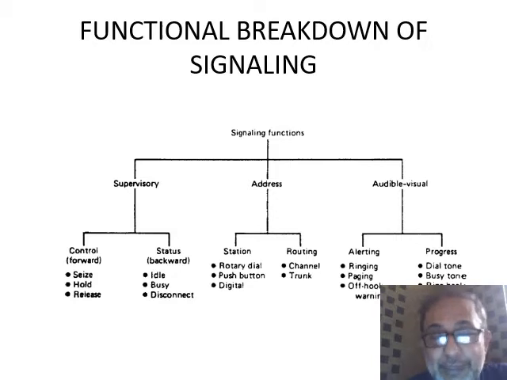After that, we have address signaling functions, which are station addresses or routing addresses. In the station addresses, we need to have a rotary dial or a push button number or a digital number that is incorporated. On the routing side, we have to identify the available channel or the trunk, and the information that a particular channel or a trunk will be allocated. That is done through address signaling.